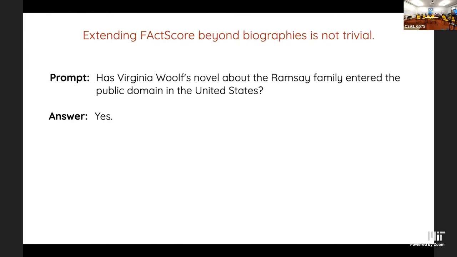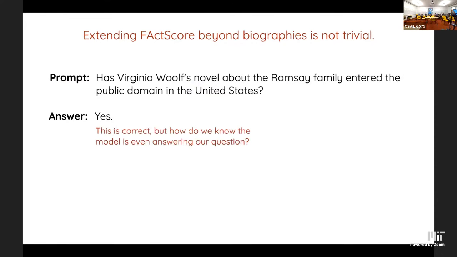All right, so let's continue then. How do we actually do this beyond biographies, and what are the challenges? The problem is that with biographies, you have clear entities and facts, and there's not much variation in what you see. It's very easy to do this decomposition. In QA, it becomes harder. So if I have this question, has Virginia Woolf's novel about the Ramsay family entered the public domain? I could have a model that spits out yes, and that is the correct answer, but I also can't really trust this answer.